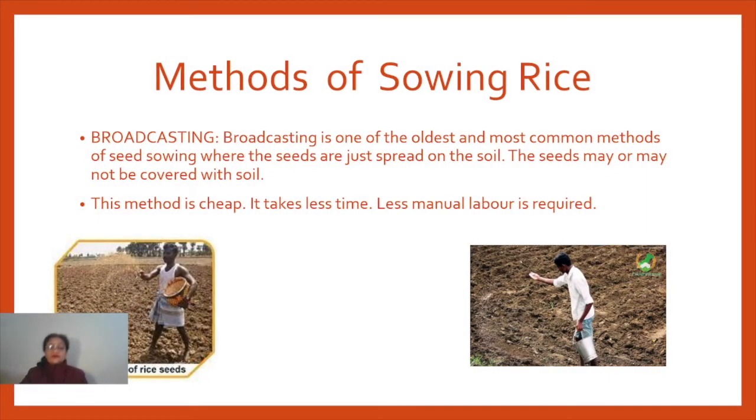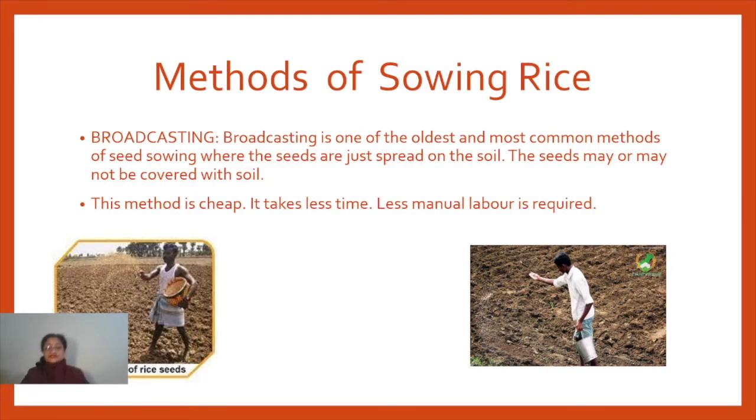Broadcasting method is the first method, and it is one of the oldest methods practiced in India, and it is most commonly used by the people. Moreover, in this the seeds are just taken in hands and spread over, right? You can see in the picture here, these are just scattered over. Many times it goes below the soil, many times it remains over the soil also.